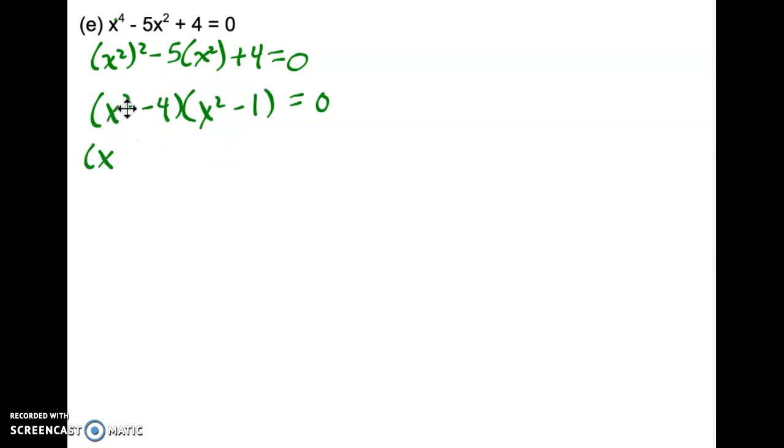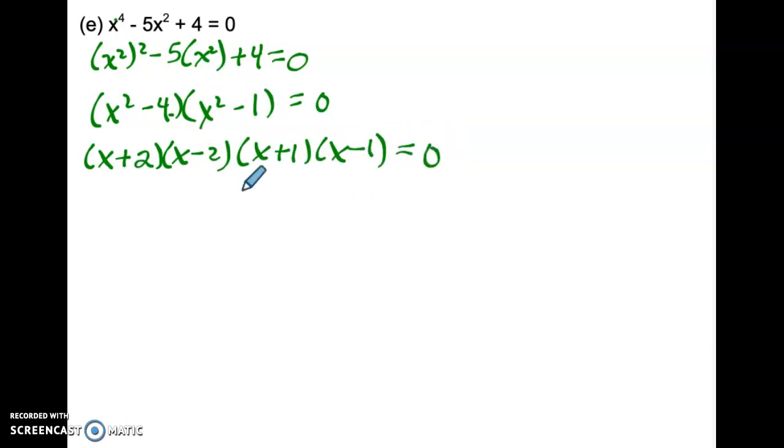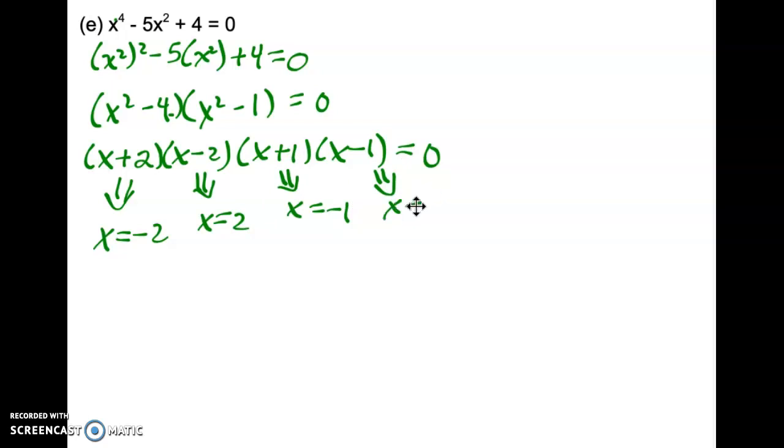So we can still factor those further by taking the square root of the first and the last. We get (x + 2)(x - 2), and in the second bracket we get (x + 1)(x - 1). And there it is fully factored and we can read off our answers. So x equals -2, x equals +2, x equals -1, and x equals +1. So we have our 4 possible answers, which makes sense since it's a quartic.